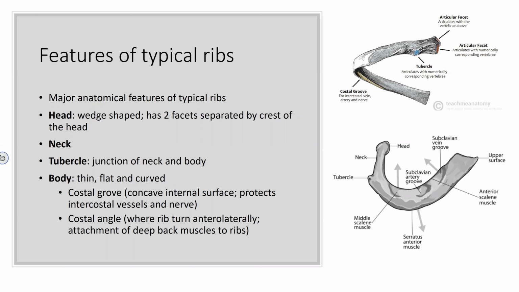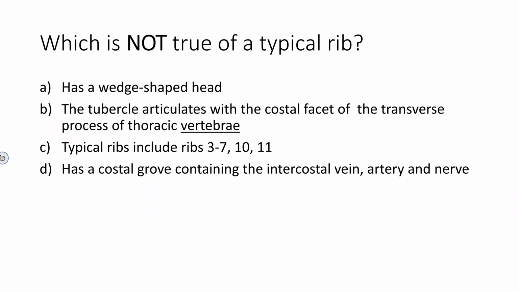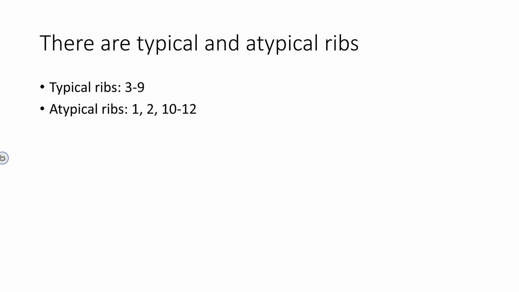Features of typical ribs, you have the head, neck, tubercle, and body. Which is not true of a typical rib? Does it have a wedge-shaped head, a tubercle that articulates with the costal facet of the transverse process of the thoracic vertebrae? The typical ribs include ribs 3 to 7, 10, and 11, and it has a costal groove containing the intercostal vein, artery, and nerve. That one is wrong because typical ribs are 3 to 9.